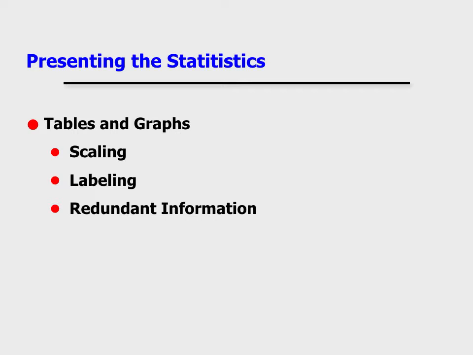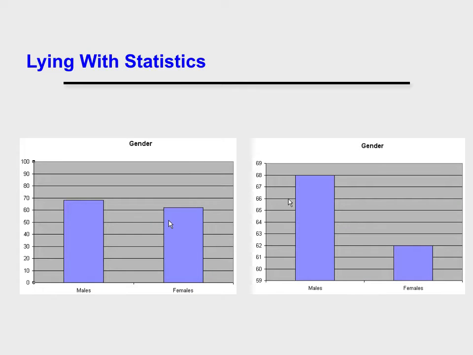So now, how do we present the statistics? Well, we can do it in tables and graphs. And in tables and graphs, we're dealing with scaling and labeling and also redundant information. Let's talk about that in a moment. So here we have line width statistics. Here we have males who are, let's say, 70 centimeters or close to that, and females who are just above 60 centimeters. Now, it looks like there's really no difference between the two bars in the graph on the left.